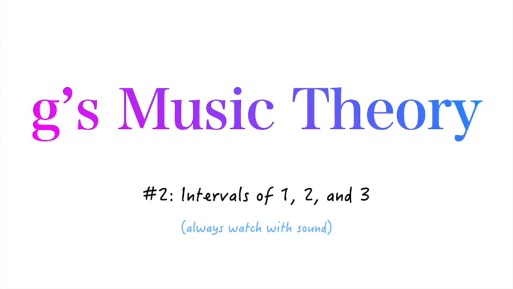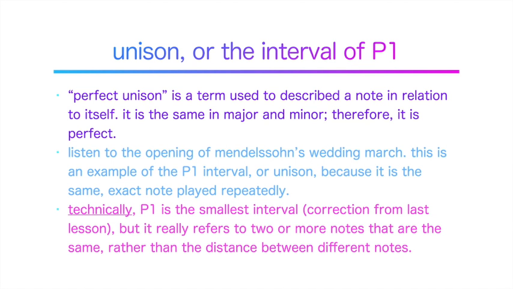Today's lesson is on intervals of 1, 2, and 3. So we start with unison, or the interval of P1. P stands for perfect. Perfect unison is a term used to describe a note in relation to itself. It's the same in major and minor, therefore it is perfect. So intervals are classified as major or minor or perfect. You'll learn what these mean later on if you don't know what they mean already. And perfect just means it's the same in major and minor. It doesn't change because it's already perfect, so no need for it to change.